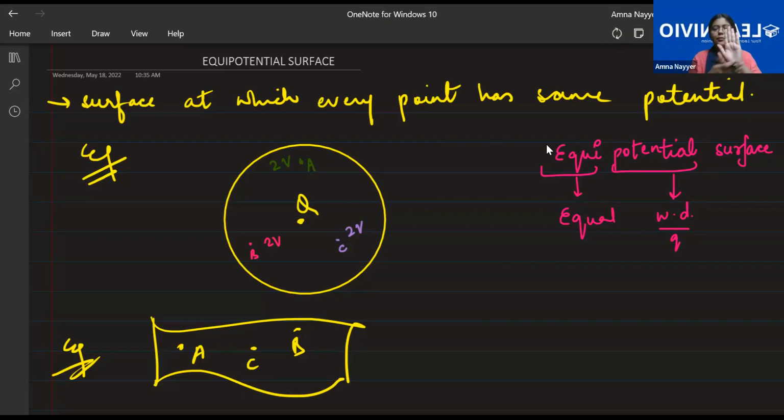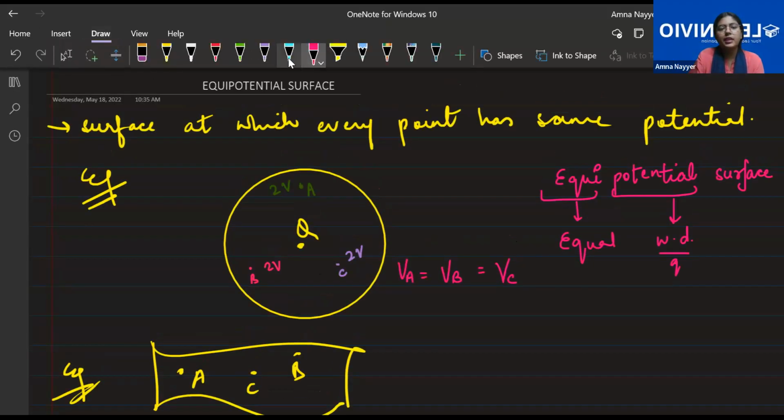A surface, suppose this is a surface. So at every point of the surface, here if I take, let's say the potential is 1 volt. Here if I take, the potential is 1 volt. Here if I take, the potential is 1 volt. So a surface at which all the points are giving you the same exact values of potential. Like look at this. Q charge is present here inside. At this point, I have 2 volt. At this point, 2 volt, 2 volt. So the potential at A is equal to potential at B, which is equal to potential at C.